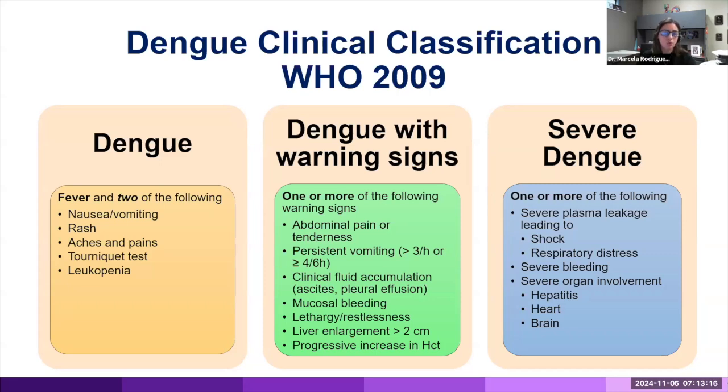The next category is dengue with warning signs. In this category, people will have one or more of the following warning signs. They're going to have abdominal pain, persistent vomiting, which is defined as more than 3 episodes in an hour or more than 4 in 6 hours, clinical fluid accumulation showing as pleural effusions or ascites, mucosal bleeding, lethargy, liver enlargement, and progressive increase in hematocrit. Lastly, severe dengue shows as one or more of the following: severe plasma leakage leading to shock, respiratory distress, severe bleeding, and severe organ involvement that can include liver, heart, brain.